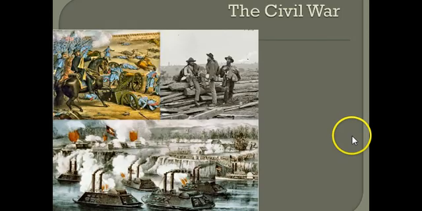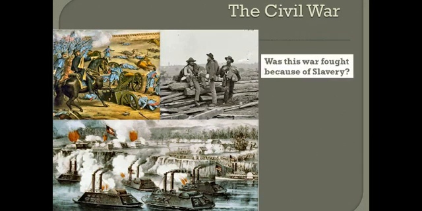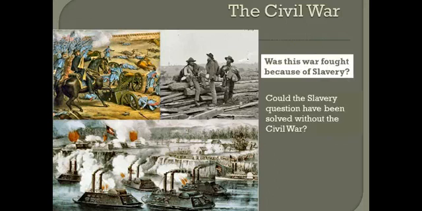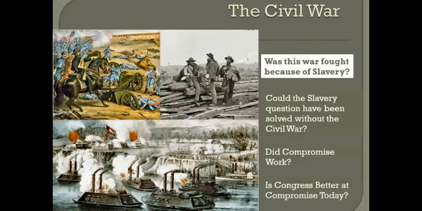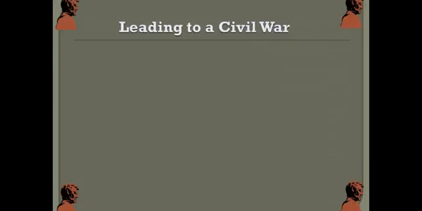So, some things I want you to think about after this unit is over as we move forward into Unit 9 and actually talk about the Civil War itself. First of all, was this war fought because of slavery and slavery alone? Could the slavery question have been solved without the Civil War? Did compromise work? And is Congress better at compromise today? An interesting thing to think about as we go forward.